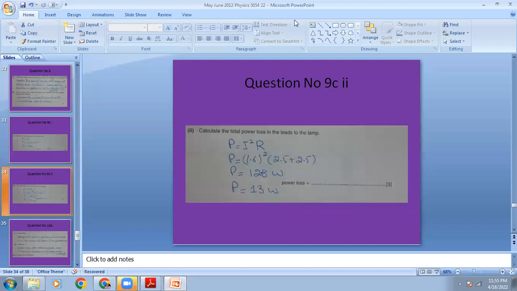So let's check the marking scheme. What does the marking scheme have to say?